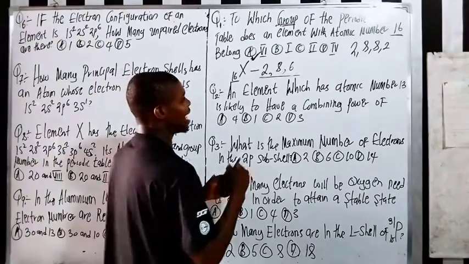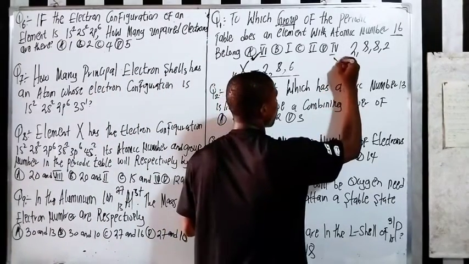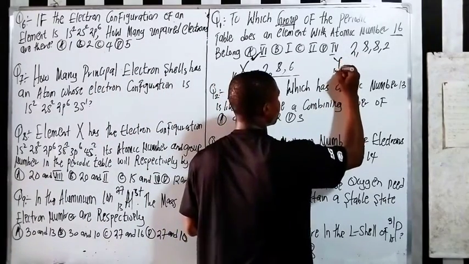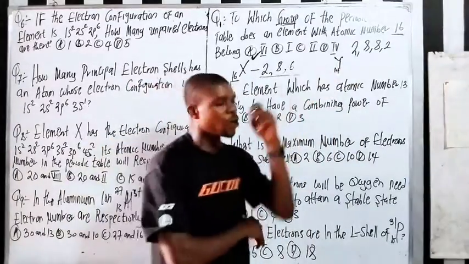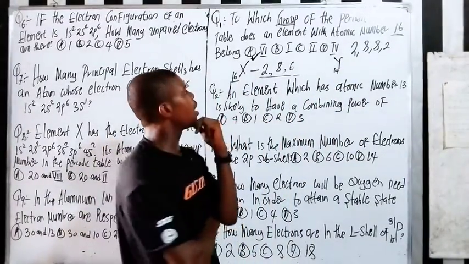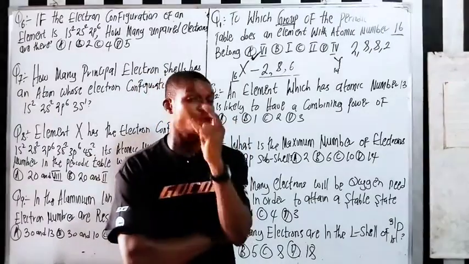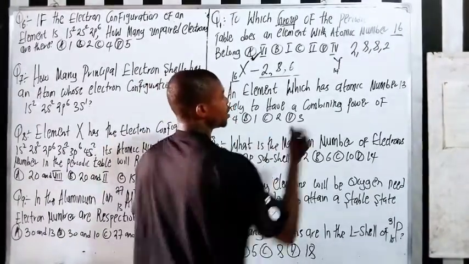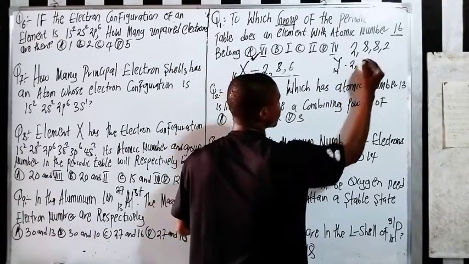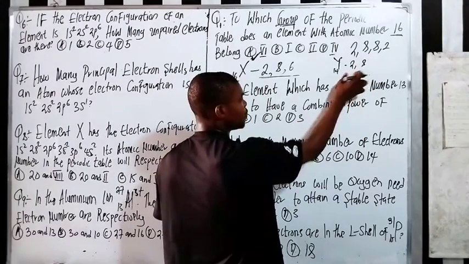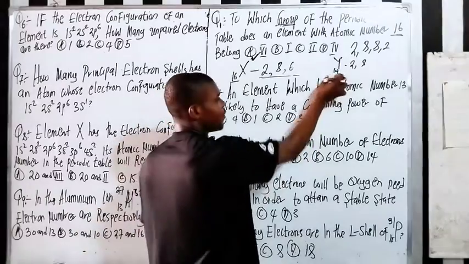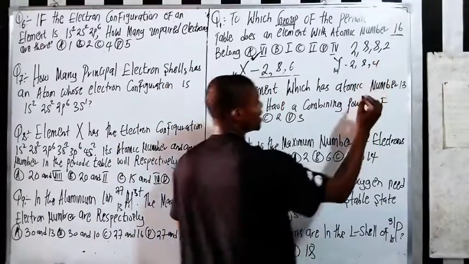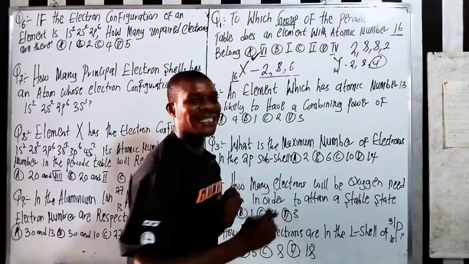Now, let's say the element is Y with atomic number 14. Which group does it belong to? Now we have to use 2, 8, making 10. Now how many electrons will be left? 4. So it's going to be 4. This is my outermost electron.